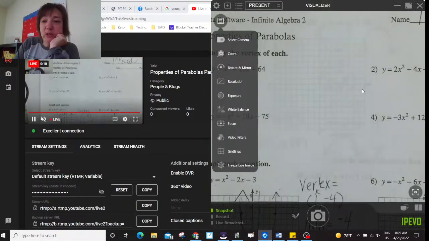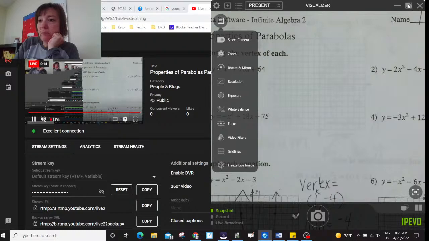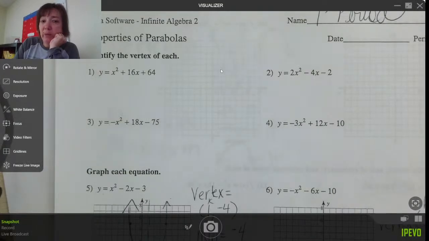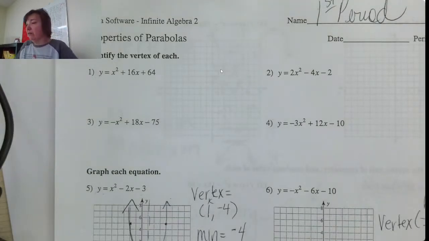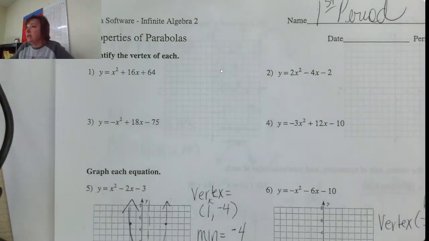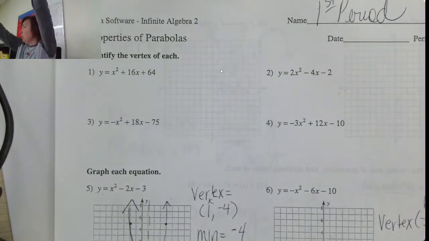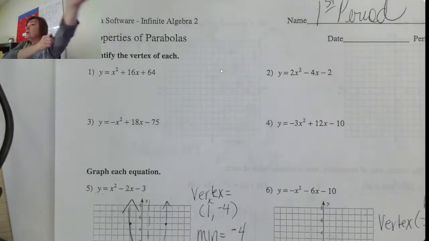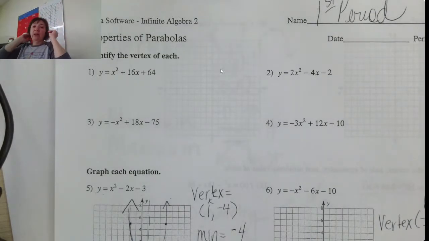Yesterday we looked at these parabolas by graphing them. And by looking at the graph, we found the vertex, and that gave us the axis of symmetry, and that gave us the minimum or maximum point, right? Well, today we're going to look at it in a slightly different way.